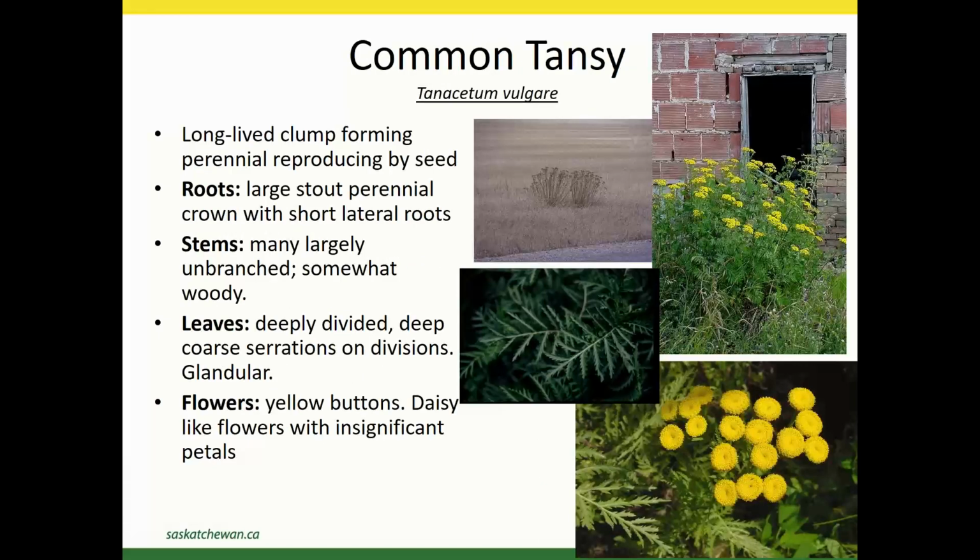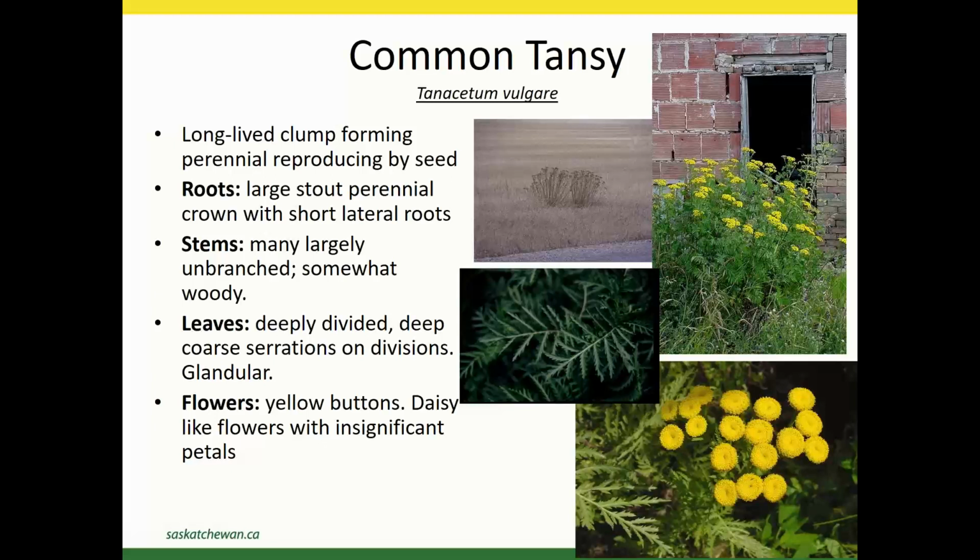Common tansy is a long-lived clump-forming perennial, reproducing only by seed. Occasionally, if you split the root, you can reproduce another plant that way, but generally it reproduces only by seed. The roots are large and stout perennial crown with short lateral roots that expand the crown maybe a couple of inches each year. They have many stems coming from the crown. They're largely unbranched, again, until you get up into that flowering area. And they're somewhat woody, actually.